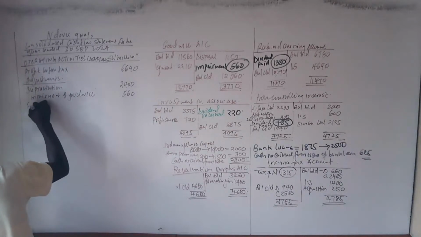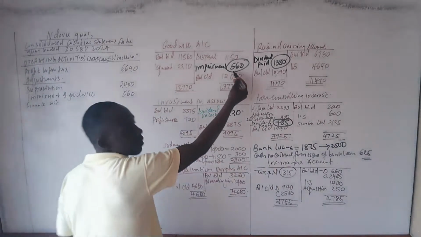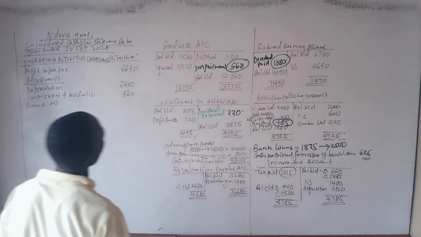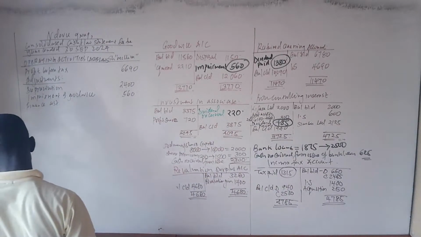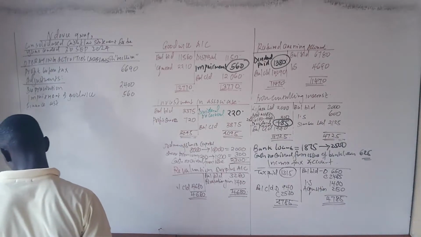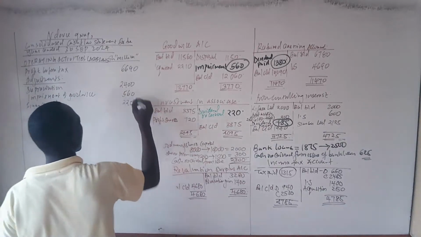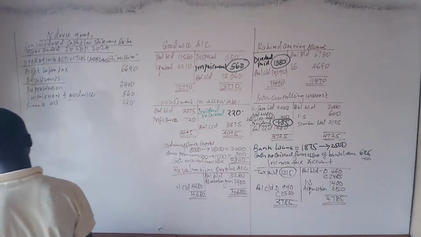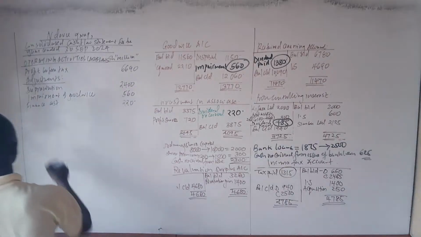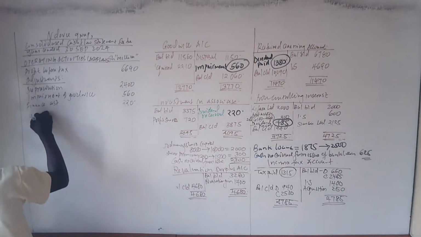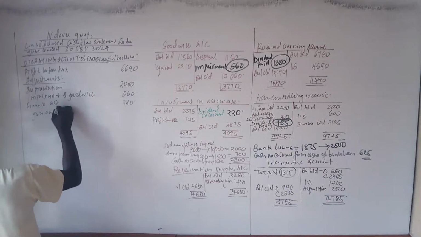Then we had finance cost. Give me the finance cost. How much did we have as a finance cost? 220. If we had amortization, we should have put it, and if we had a loss on disposal. But we had what? Gain on disposal.